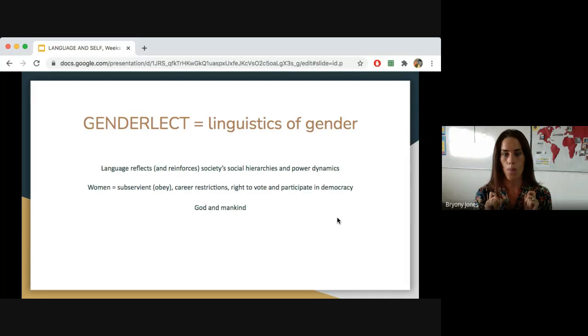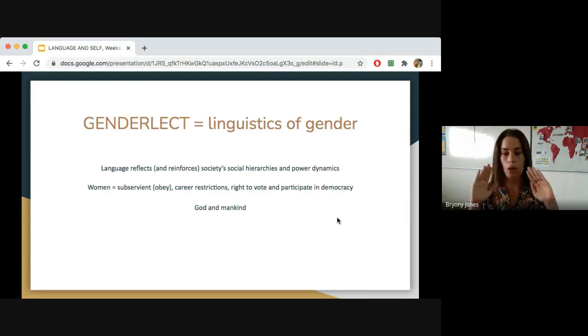You can pause it if you want. The way we use language says something about society. So the way I use language as a woman reflects something about how society views women. And then the way I'm using it can also reinforce these power dynamics. It'll make sense in a second, I'll show you.